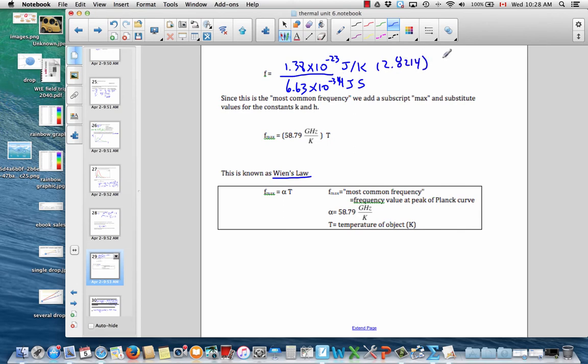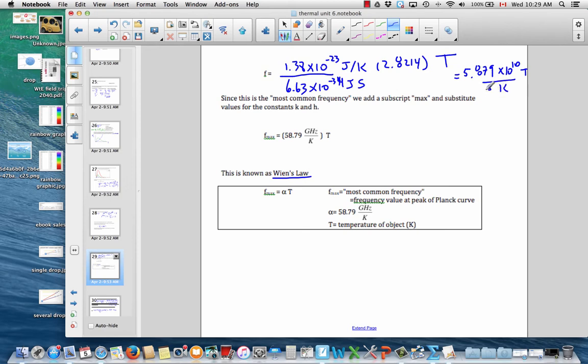And then the only thing that we're not going to substitute in is the temperature T, because we're going to see that this most common frequency depends only on the temperature of the hot object. So you work out this number, joules cancels, you get per Kelvin per second, or per second is a hertz. So this number works out to be 5.879 times 10 to the power 10 times temperature, and the units are per second per Kelvin.